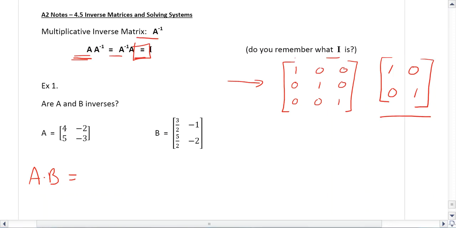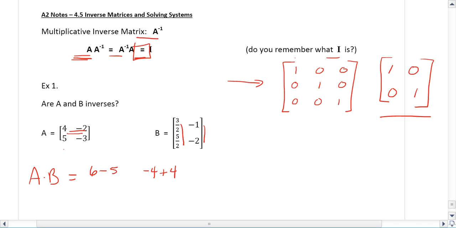So multiplying A by B, remember we take this row times this column. So 4 times 3 halves is 12 halves, which is 6. And then we have negative 2 times 5 halves, which is negative 10 halves, which is minus 5. So we'll simplify this in a minute. For this next entry, we take this row times the second column. 4 times negative 1 is negative 4. Negative 2 times negative 2 is plus 4.